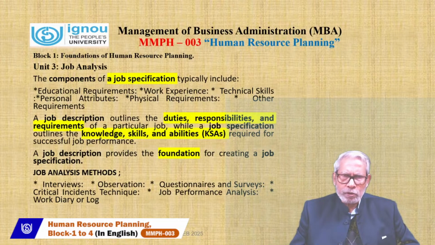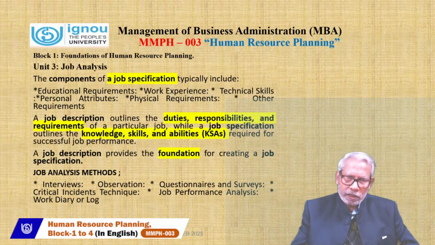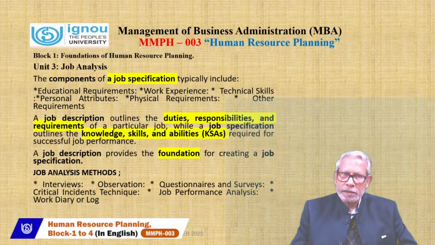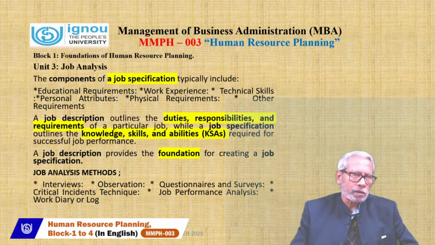Then job analysis, the methods. There are so many methods for job analysis. The first thing is you have to interview, then observation, then questionnaire systems, and you have to survey for these things. Reports, you have to comply with all the reports. Then you use the critical incident technique. Then job performance analysis is another part, and finally the work diary and log. From the logbook you can see it. So these are all the methods. From there you can collect the real data for further use.